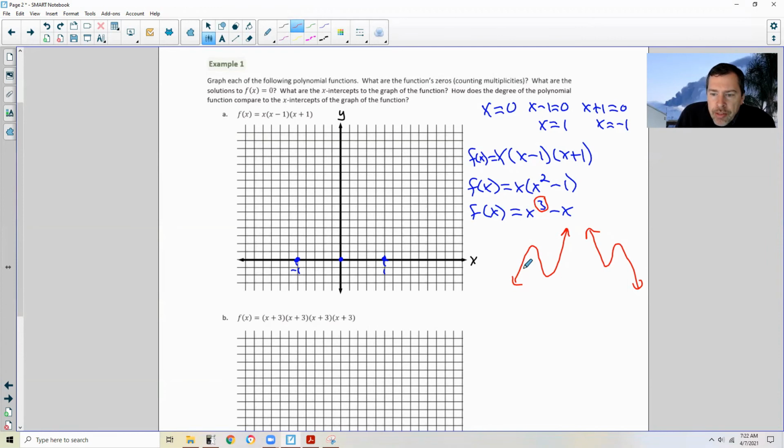When x is positive, it's increasing this way, when the leading coefficient is positive. When a, the leading coefficient, is negative, it would be decreasing. So this is not negative, so my function would look like that.